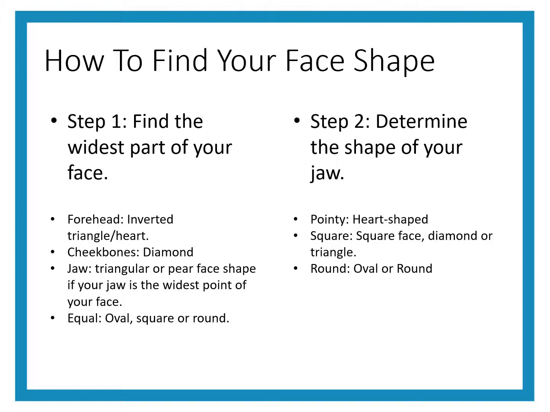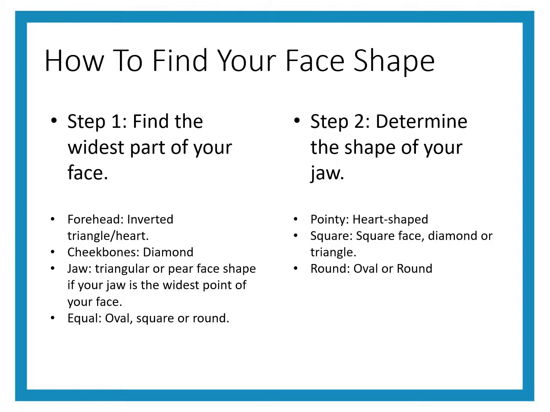So if the widest part of your face is your forehead, you might be an inverted triangle or a heart. If the widest part of your face is your cheekbones, you might have a diamond-shaped face. If your jaw is the widest part of your face, you might have a triangular or pear-shaped face. If it's equal all the way down, it might be oval, square, or rectangle.